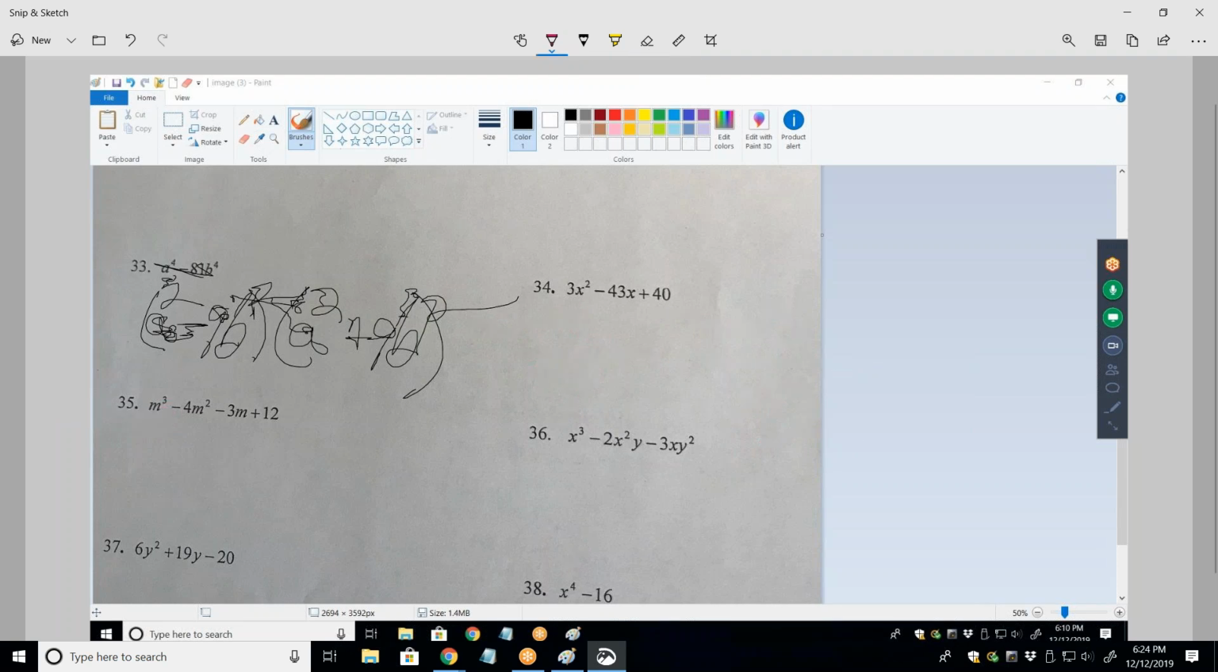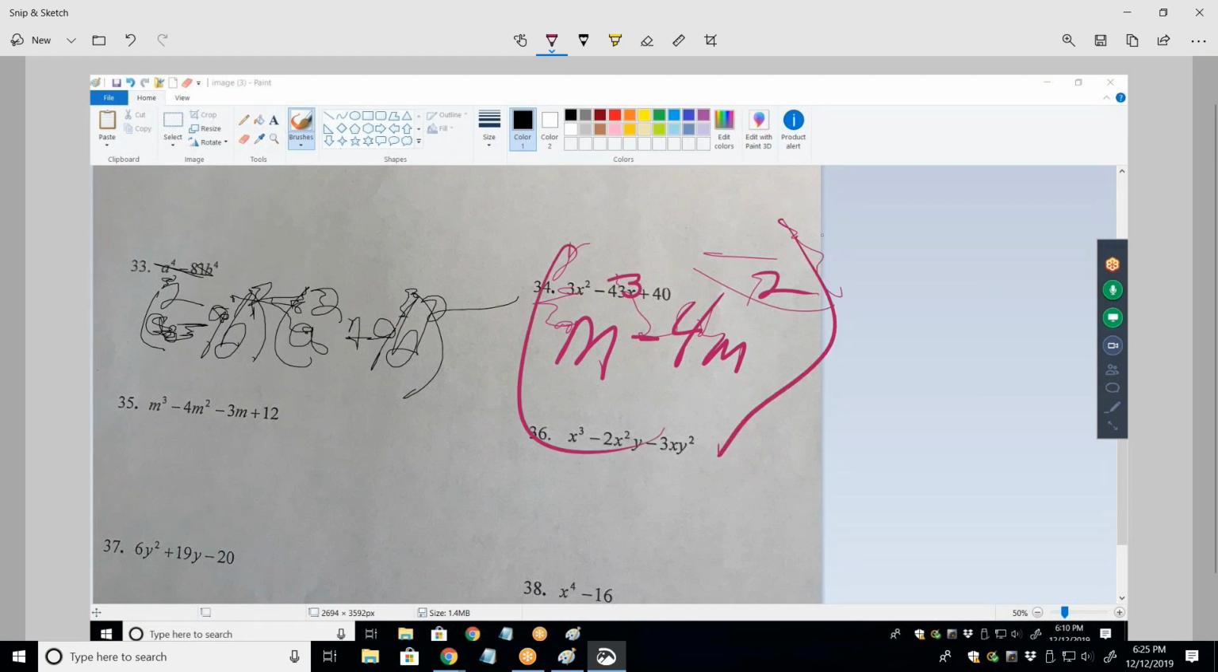Okay, I'll go through it with you real quickly because we're running out of time. But here's what you do. You group the first two terms together. Put parentheses around it. In other words, the only thing I've done is group stuff. Notice that I haven't changed anything. I've just put parentheses around the first two terms.